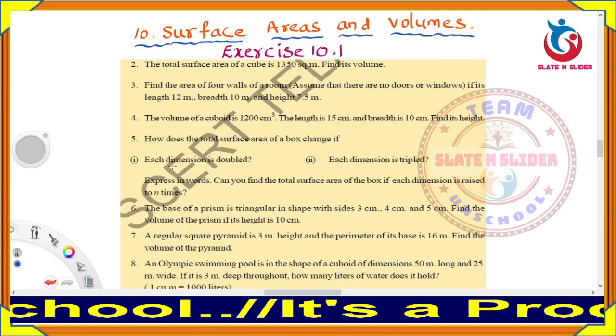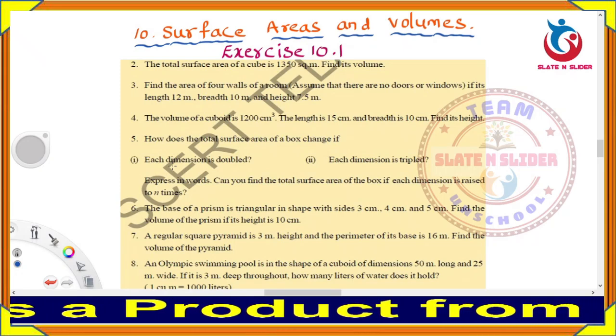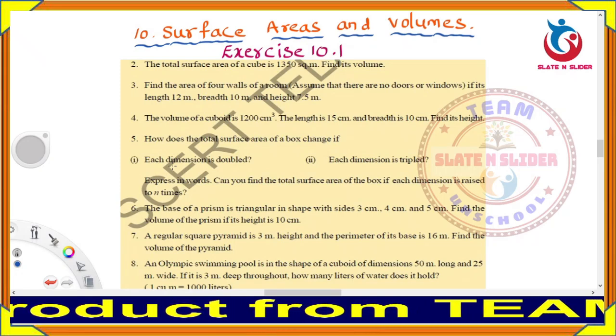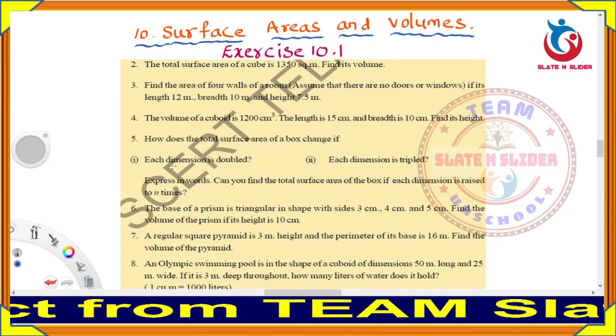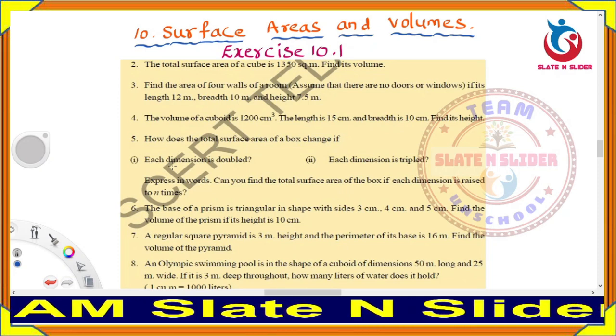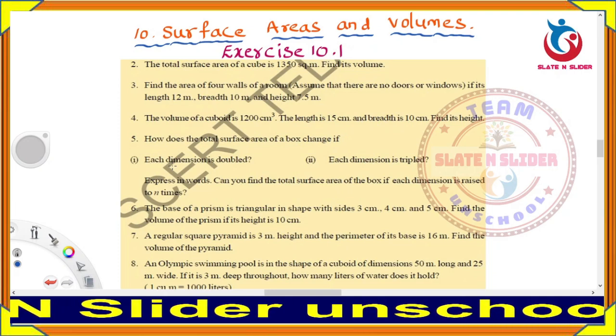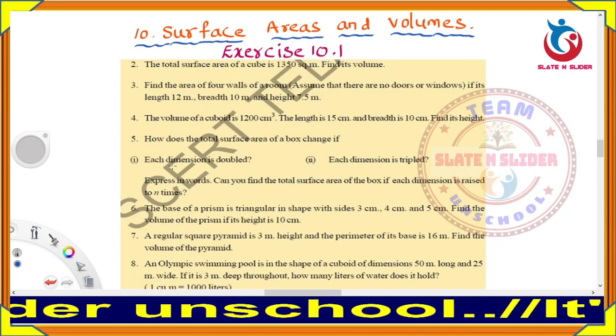Welcome. Today we will discuss surface areas and volumes. So far we have known the formulas for finding the LSA, TSA and volume of a prism. That means cube, cuboid, triangular pyramid and prism and cone.